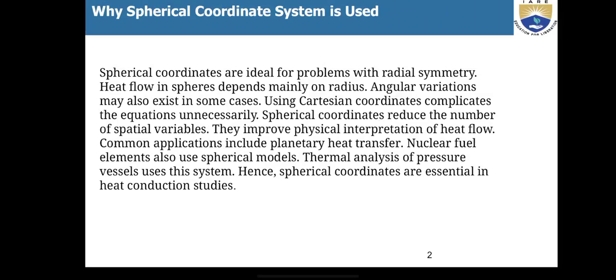Why is the spherical coordinate system used? Spherical coordinates are ideal for problems with radial symmetry. Heat flow in space depends mainly on radius. Angular variation may also exist in some cases. Using Cartesian coordinates complicates the equation unnecessarily. Spherical coordinates reduce the number of spatial variables. They improve physical interpretation of heat flow.